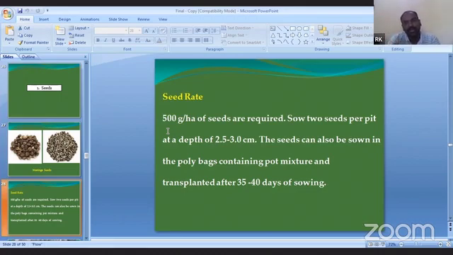Containing pot mixture, with transplantation 35 to 40 days after sowing. But there are two methods. If we take the seed directly to the field, there are some casualties, so around 50% success rate is possible. That's why we go for the polybag. We plant the seeds in the polybag, 2 seeds or 1 seed, with pot mixture, then transplant 35 to 40 days after sowing, then it is effective.